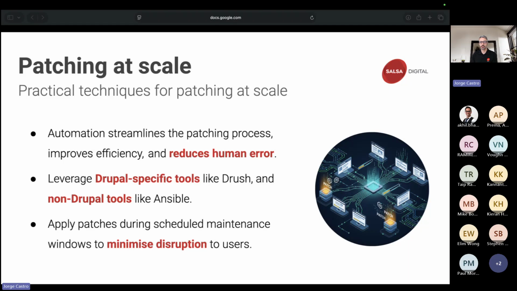Some of the tools that you might want to look at for Drupal specifically, you could be using tools like Drush, if you know what it is. It is a command line tool that allows you to do a lot of automation, integrates beautifully with Drupal. So if you are technical, have a technical background, definitely look that up.